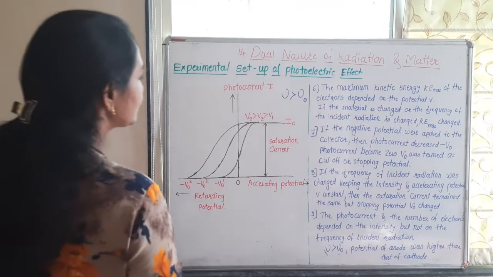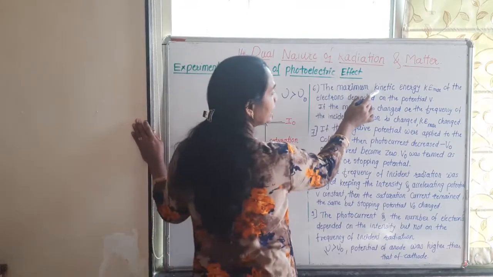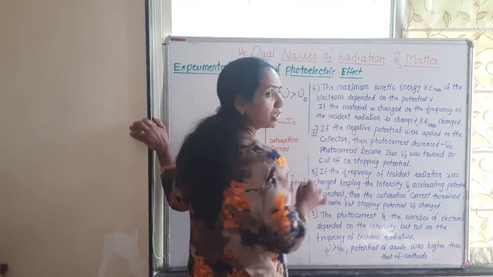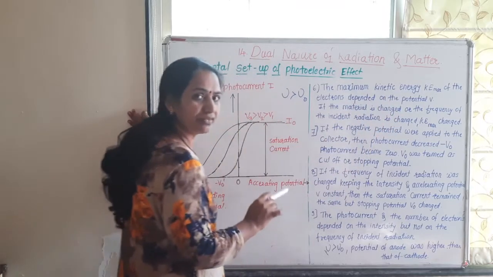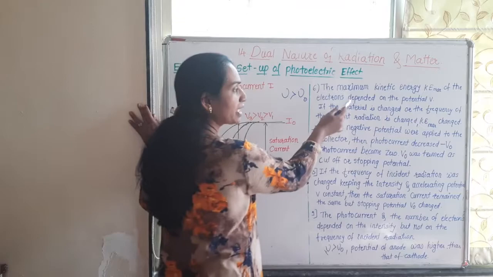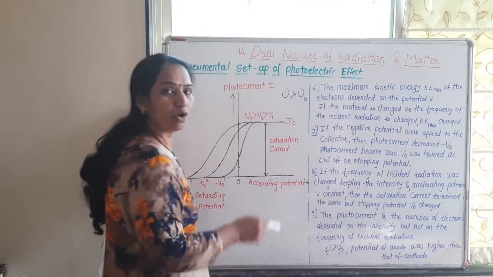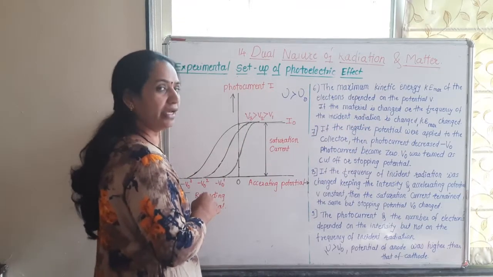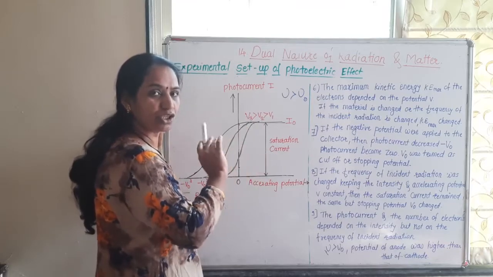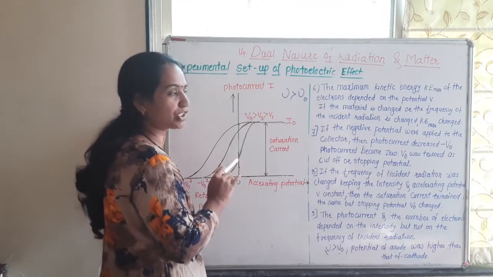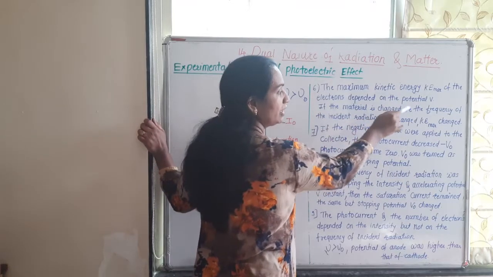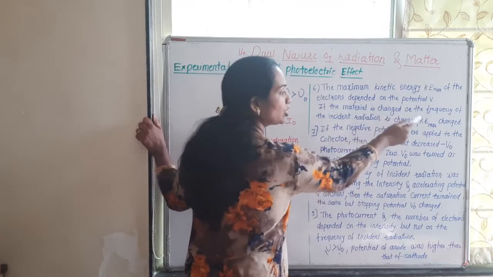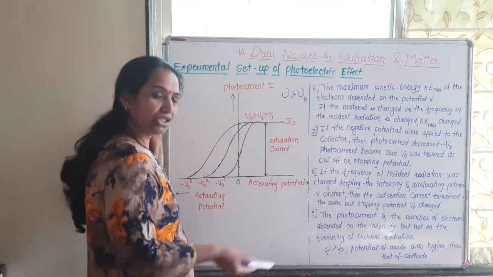Now the next, sixth point is kinetic energy, which depends upon the potential. If the potential is higher, then the kinetic energy will be maximum. This kinetic energy does not depend upon the intensity of incident radiation. But if we change the material, then the frequency also changes, and then the kinetic energy also changes.